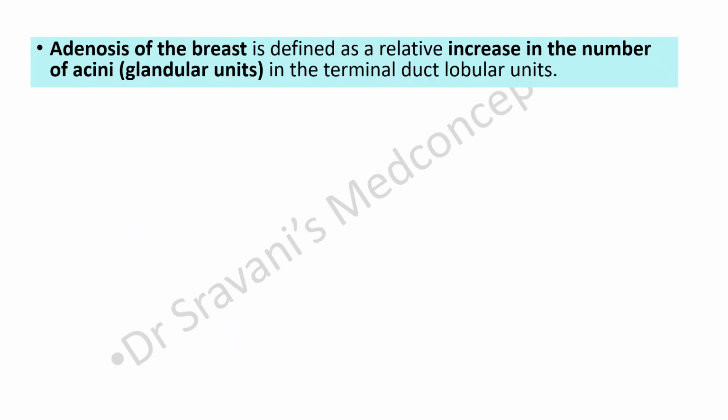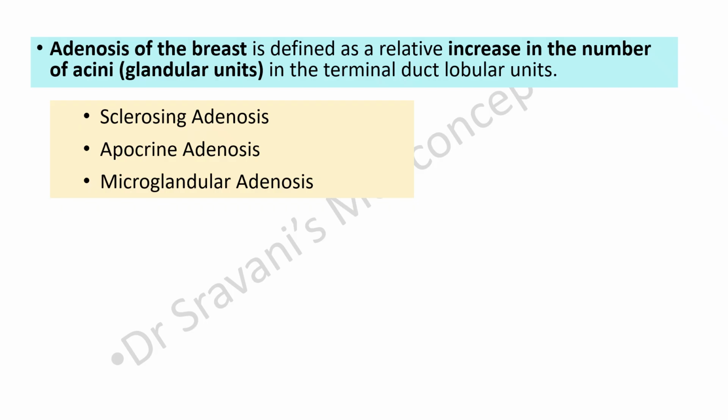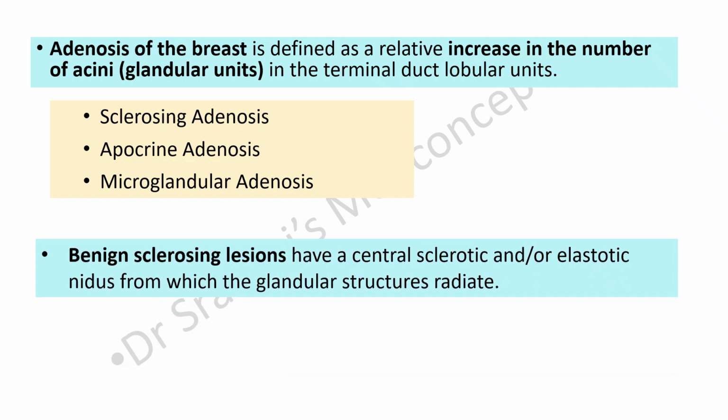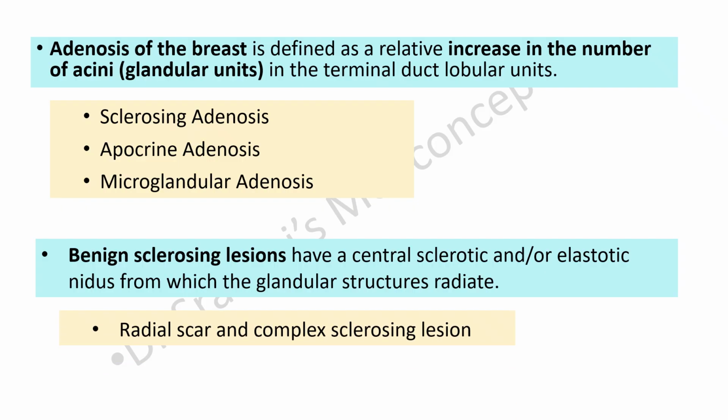Adenosis of the breast is defined as a relative increase in the number of acini or glandular units in the terminal duct lobular units. Under this, we have three entities, that is sclerosing adenosis, apocrine adenosis and microglandular adenosis. What is benign sclerosing lesion? These have a central sclerotic or elastotic nidus from which the glandular structures radiate. We have radial scar and complex sclerosing lesion under this category.